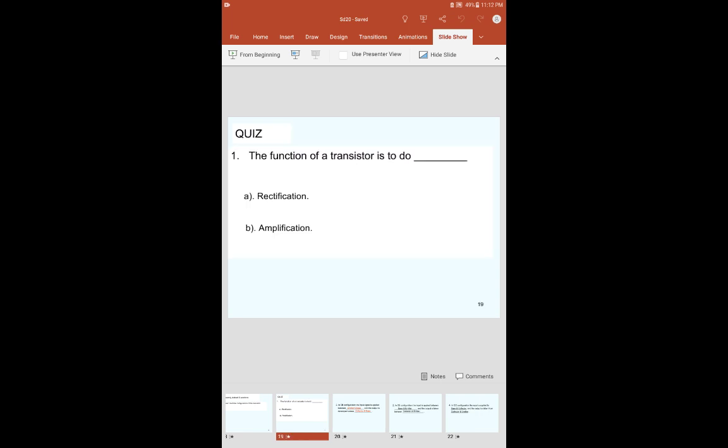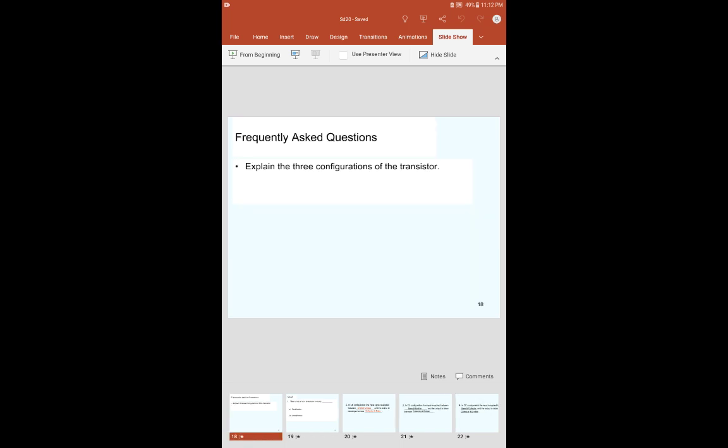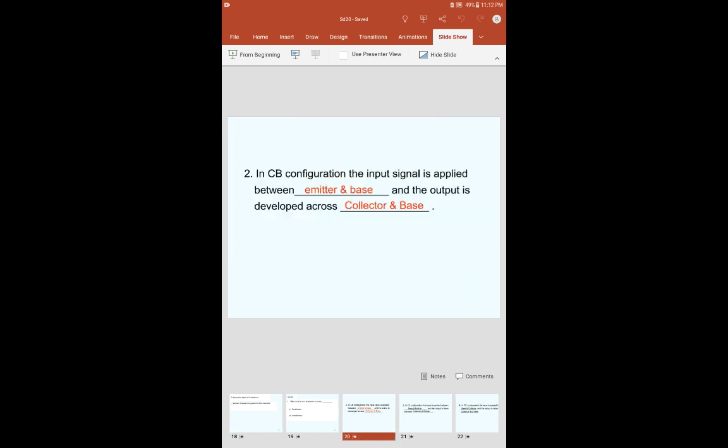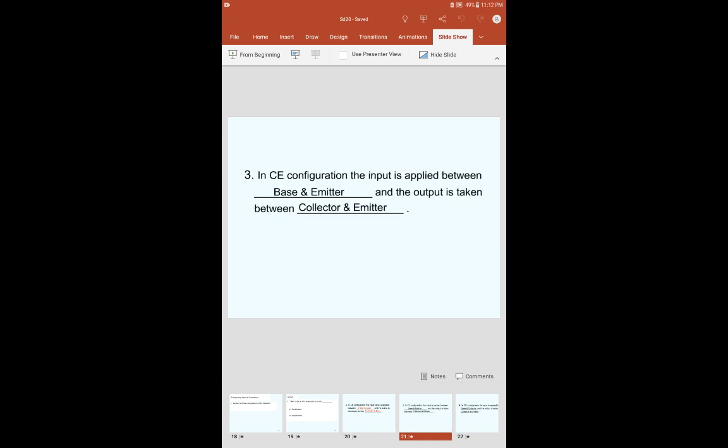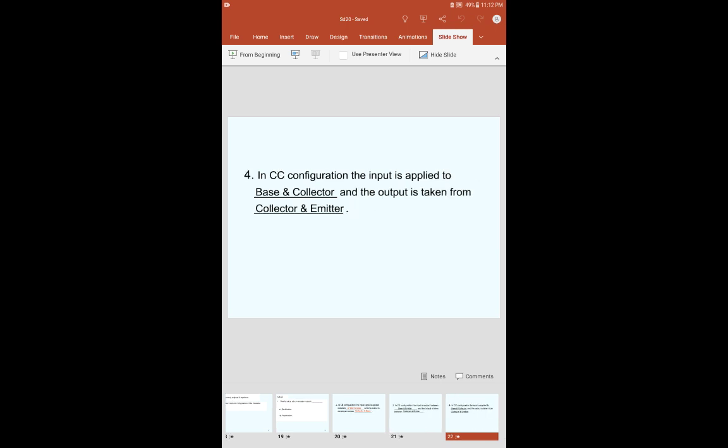What is the first question? The function of transistor is to do amplification. In common base configuration, the input signal is applied between emitter and the base, and the output is developed across collector and base. In common emitter configuration, the input is applied between base and the emitter, and the output is taken between emitter and the collector. In CC configuration, the input is applied to base and the collector, and the output is taken from collector and emitter.